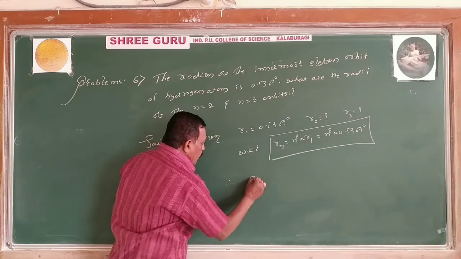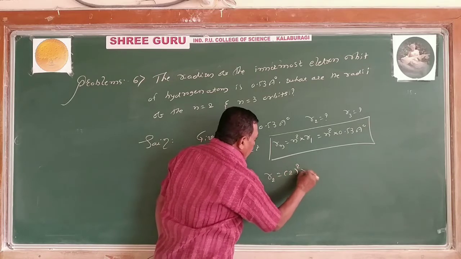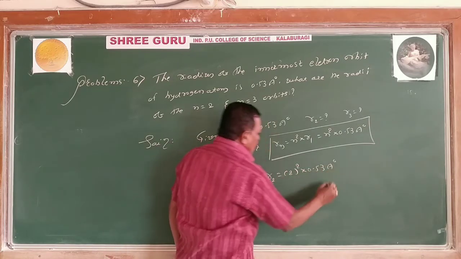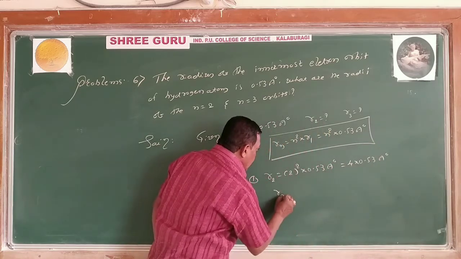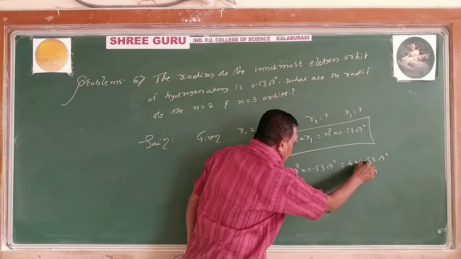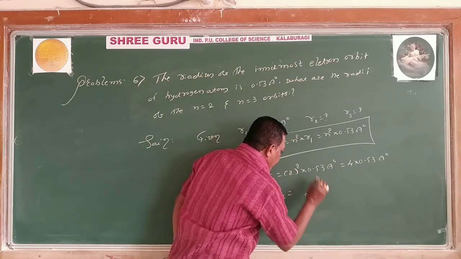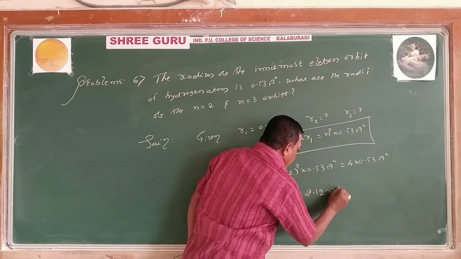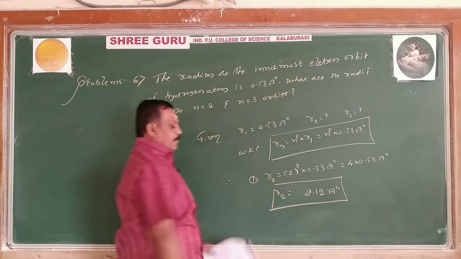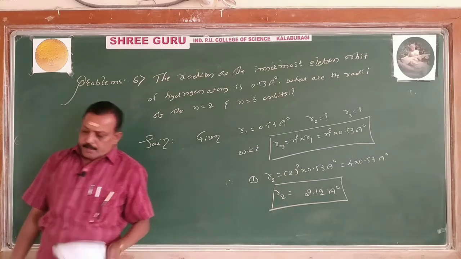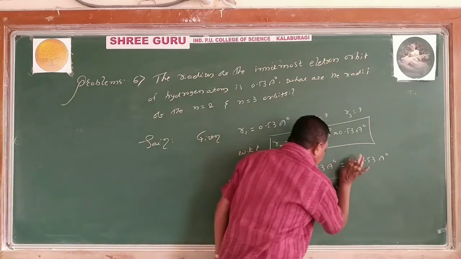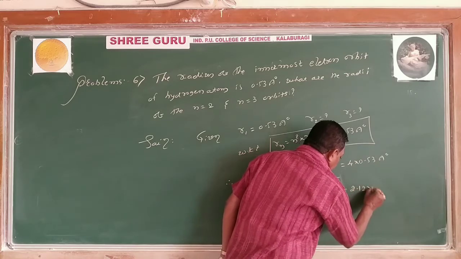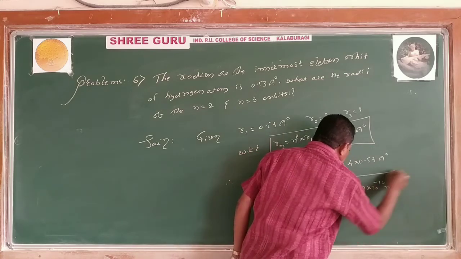Therefore, first one, R2 equals to 2 square into 0.53 angstrom, 4 into 0.53 angstrom. What is R2? 4 3s are 12, 4 5s are 20, 20 plus 1, 21. 2.12 angstrom. Right? Minus 10 भी लिख सकते हैं. Angstrom is nothing but 10 to the power of minus 10 meter. This is 2.12 into 10 to the power of minus 10 meter. लिख सकते हैं? Yes.